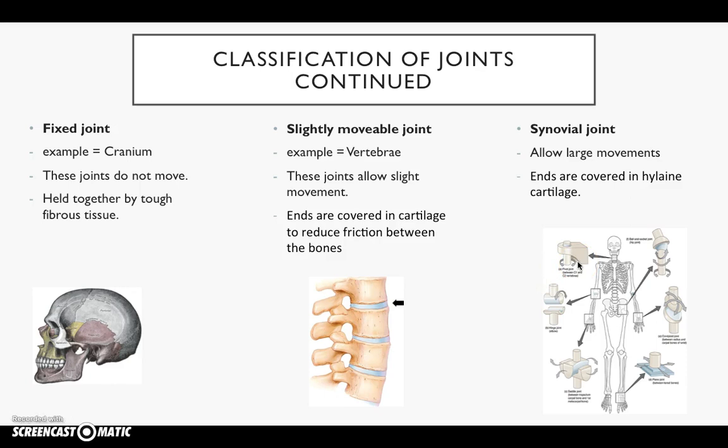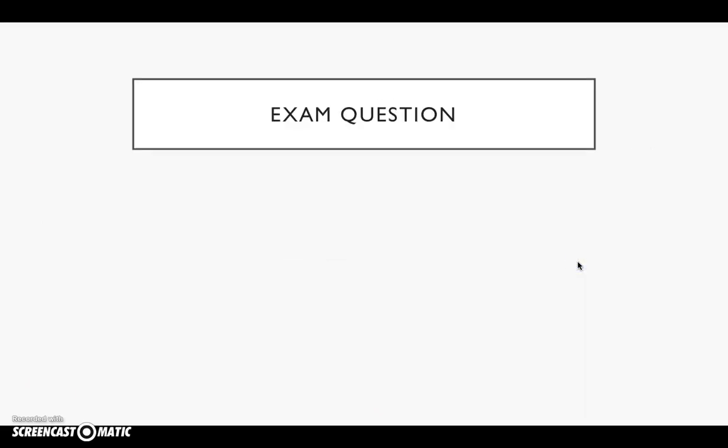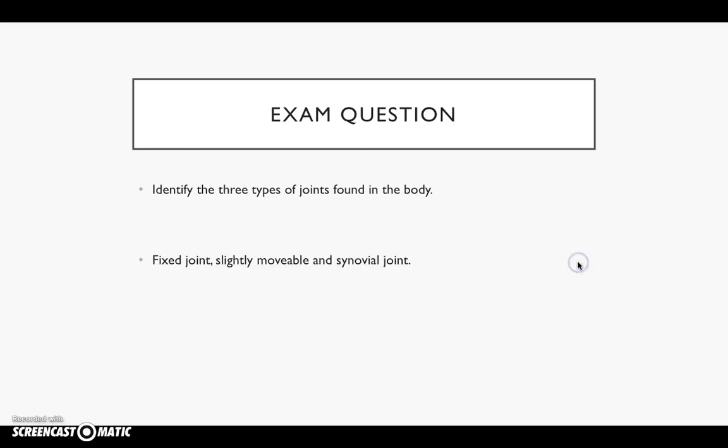Ends are covered in hyaline cartilage. Now we're going to go into more detail in regards to synovial joints. First of all, here's an exam question for you. Identify the three types of joints found in the body. Hopefully you should get that now after doing what we've just done. If you pause it and answer it, the answer is fixed joint, slightly movable joint, and synovial joint.